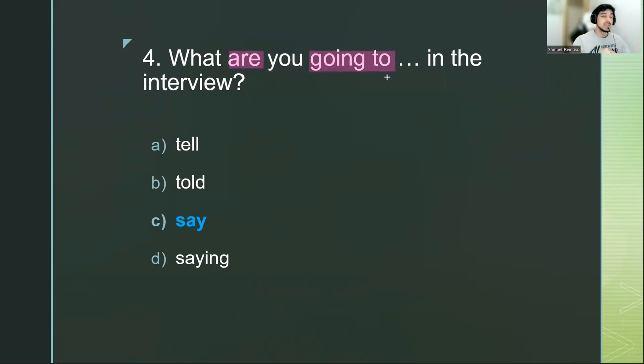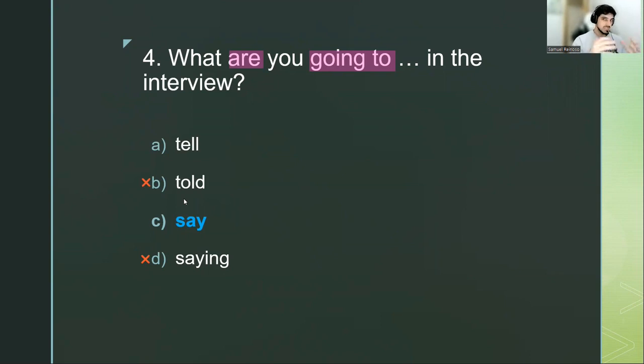Yes, that's future. So then, are you going to saying? Are you going to say? What are you going to say? ¿Qué vas a diciendo? Doesn't make sense, right? Okay, so not possible. And this one, told. What is told? The past is the past of tell. So future and past? Not again, right? So not possible. Two possibilities here, tell and say.